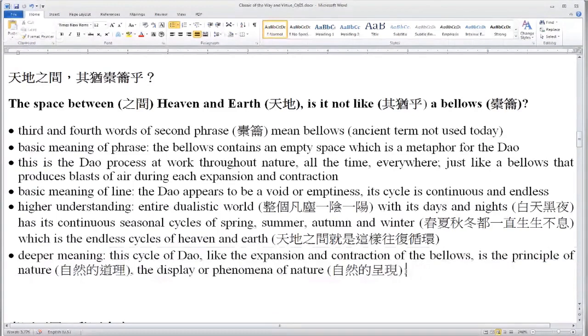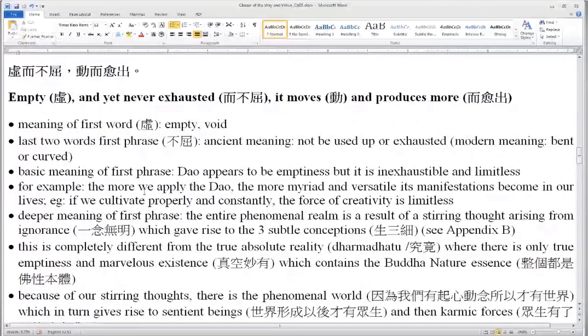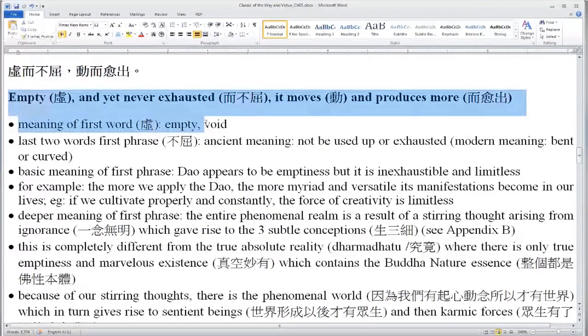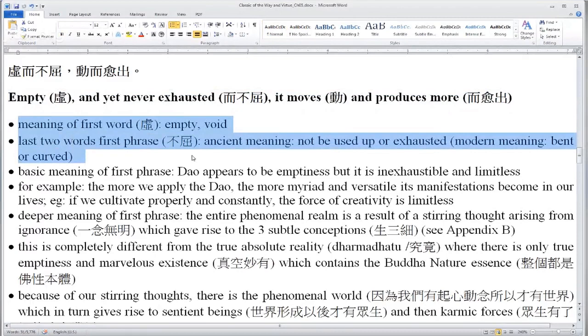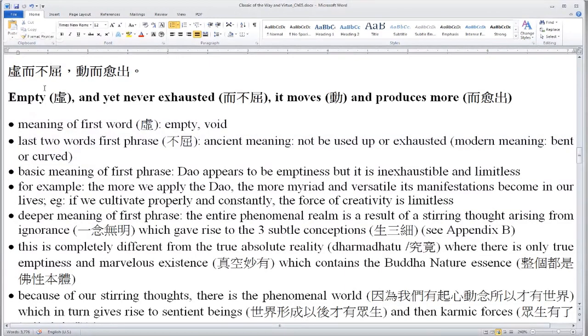Now we're getting into the analysis section. The next section: 虚而不屈，动而愈出. 虚 literally means empty, void, and yet never exhausted; it moves and produces more. The meaning of the first word literally means void or empty. The second 2 words mean, in the ancient meaning, not to be used up, never exhausted, or limitless. The modern meaning is curved or bent, but that's not the definition here.